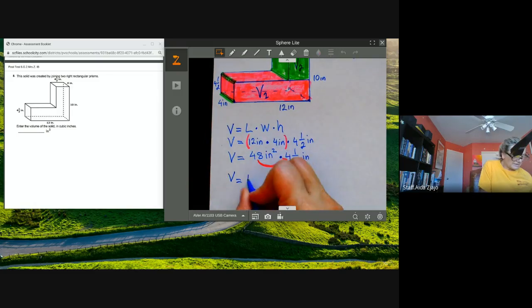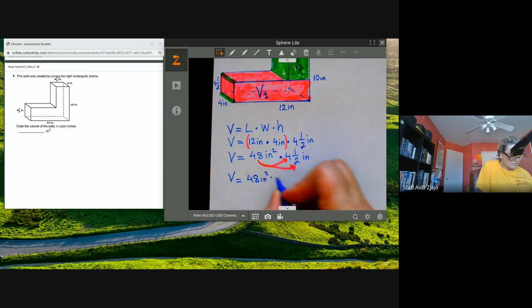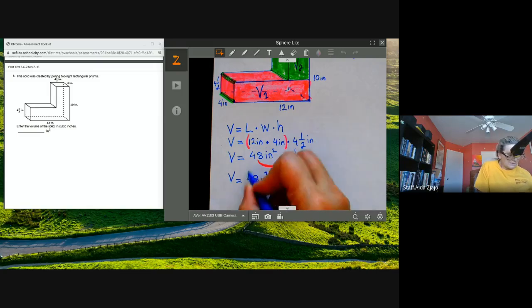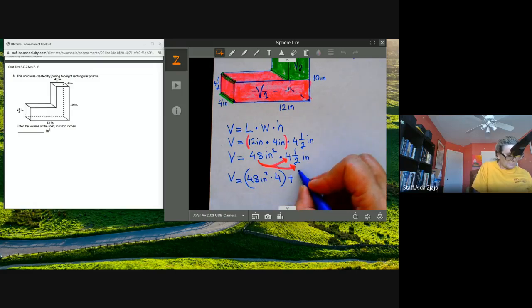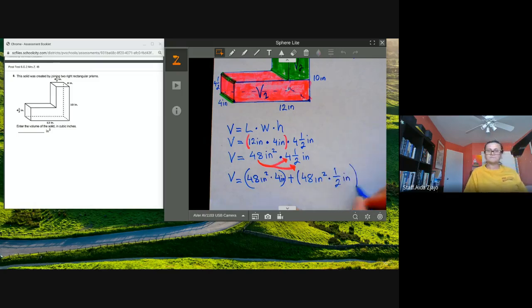So 48 square inches times 4, and plus 48 square inches times half an inch. Okay, let's go.